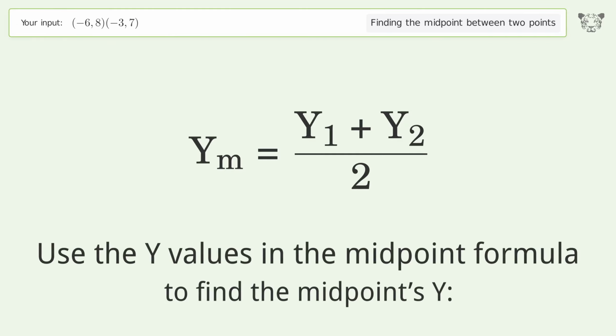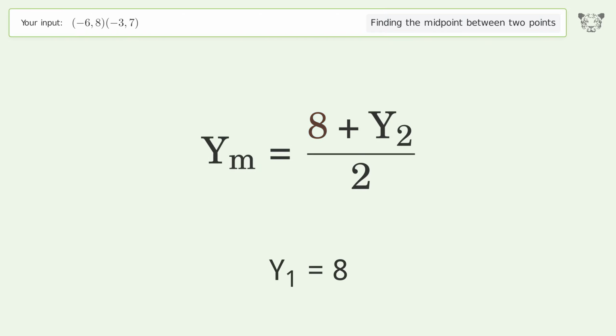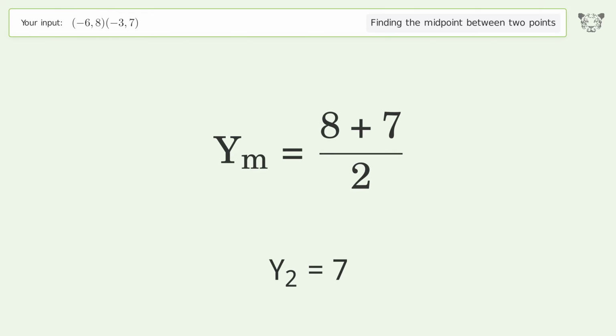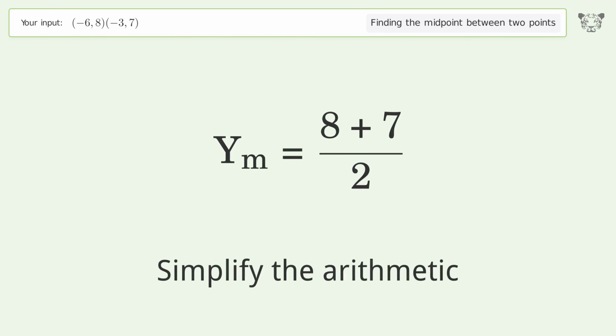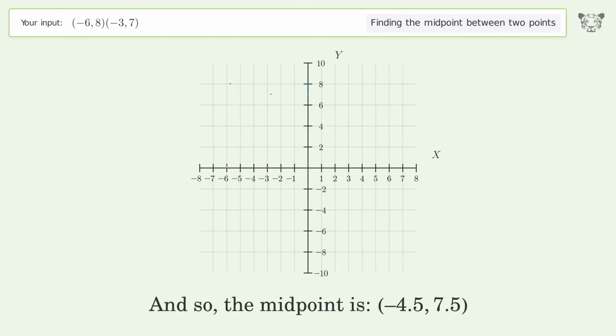Use the y values in the midpoint formula to find the midpoint's y. y1 equals 8. y2 equals 7. Simplify the arithmetic. And so, the midpoint is negative 4.5, 7.5.